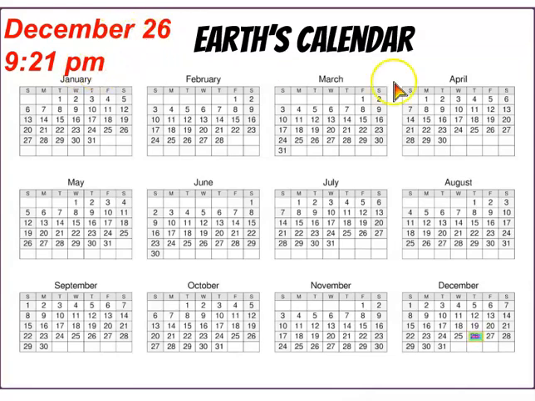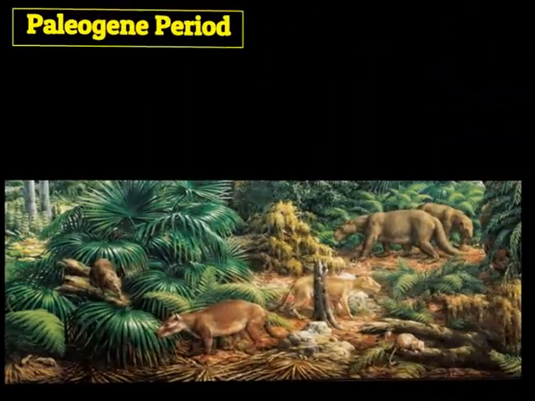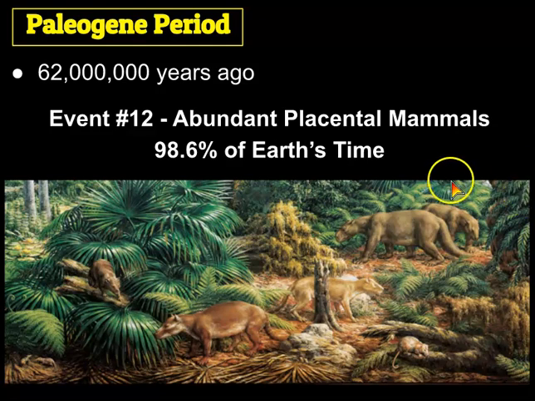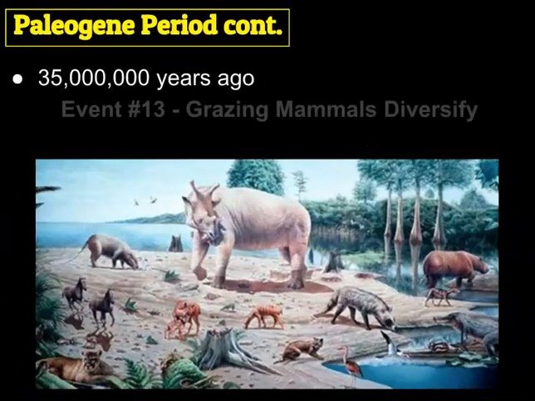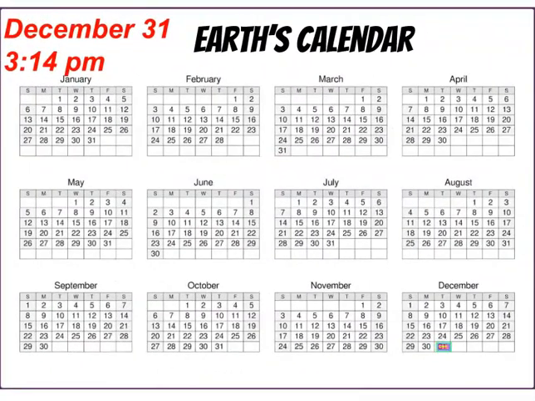Look, December 26th, okay, 9:21 p.m. So now the dinosaurs are gone. This is the Paleogene. The Paleogene is where we start to see abundant placental mammals. So mammals that are giving live birth with placentas, and we get this diversification of mammals. And again, primarily because the dinosaurs are gone now, right? So that provided this little opportunity for us. Grazing mammals really diversified about 35 million years ago. So again, the mammal population is really beginning to diversify.